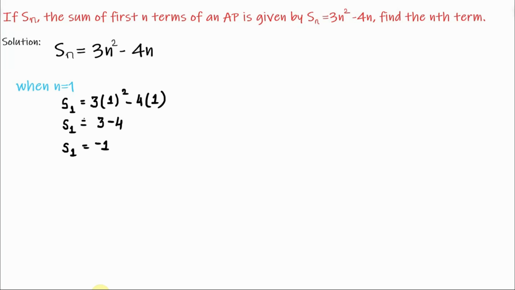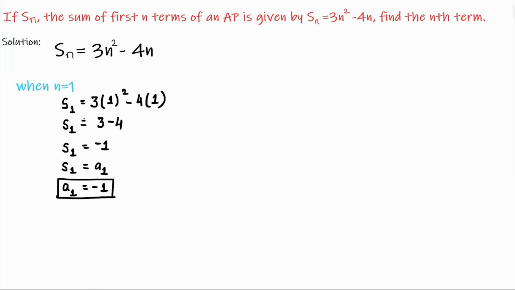Now sum of the first term is actually the first term itself. So we can say that S1 is basically equal to A1, which is the first term. So we got the value of A1 as minus 1. I hope this is clear to you that the sum of the first term is actually the first term. So S1 becomes equal to A1.